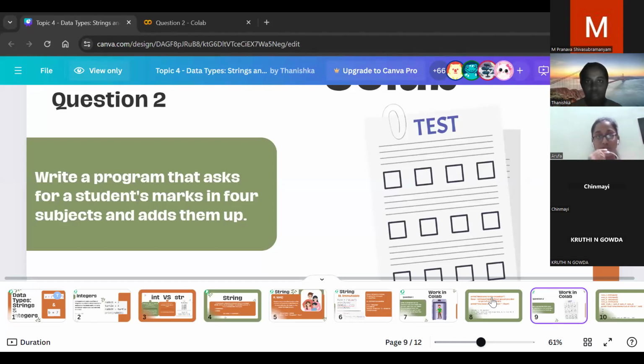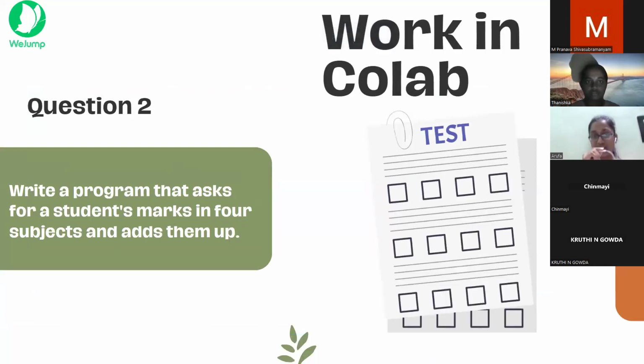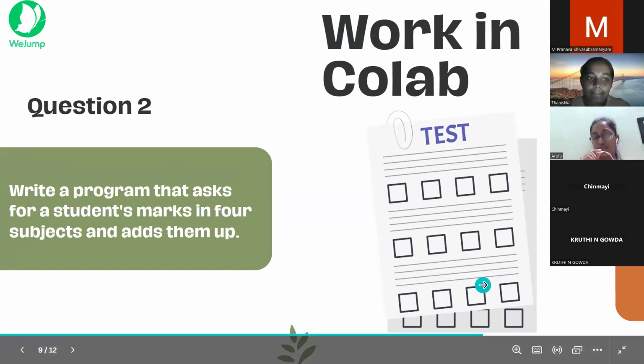So question number 2 is, write a program that asks for students' marks in 4 subjects and adds them up. So you should write a program for that. Arufa, you can just show the assignment, okay?